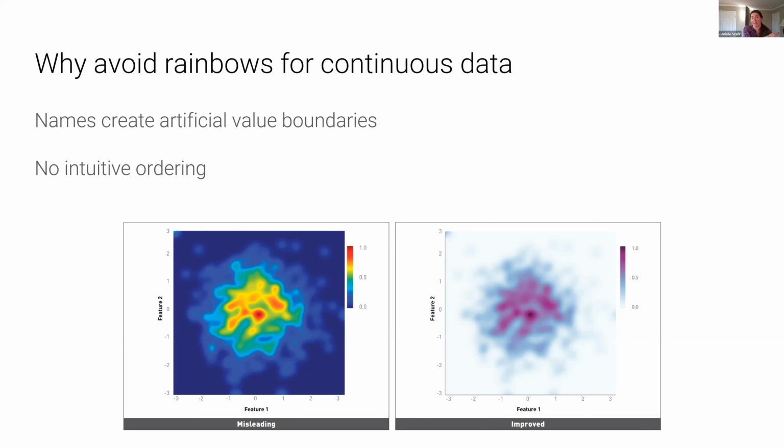Those color groups may have absolutely nothing to do with what's going on in the data. There might be smooth gradations like we can see here in the sequential map, but they appear as if they're firm boundaries because of the way our brain wants to group light colors together. There also tends to be no intuitive ordering.